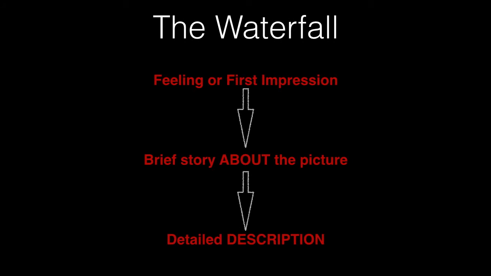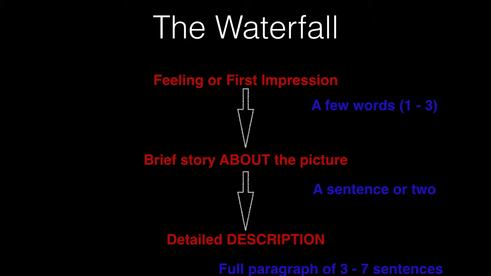The waterfall at its basic level is first a feeling or impression, second a brief story about the picture, and then third a detailed description of the picture. And when I say detailed description, I'm really meaning 3 to 7 sentences. But we can look at this again: a few words, 1 to 3, then a sentence or two for the brief story, and then finally description, a full paragraph of 3 to 7 sentences.